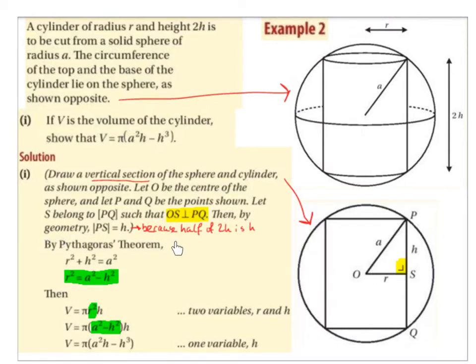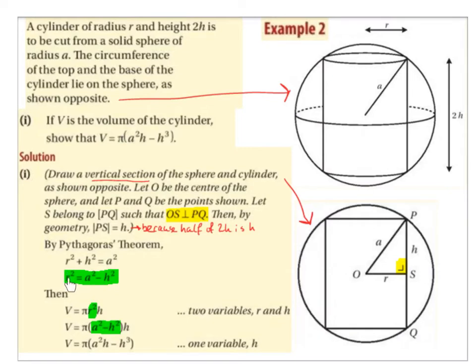By Pythagoras' theorem, R squared plus H squared equals A squared. So A is the hypotenuse. So the square of the hypotenuse is equal to the sum of the square of the other two sides. So R squared equals A squared minus H squared. So we've just solved for R squared.